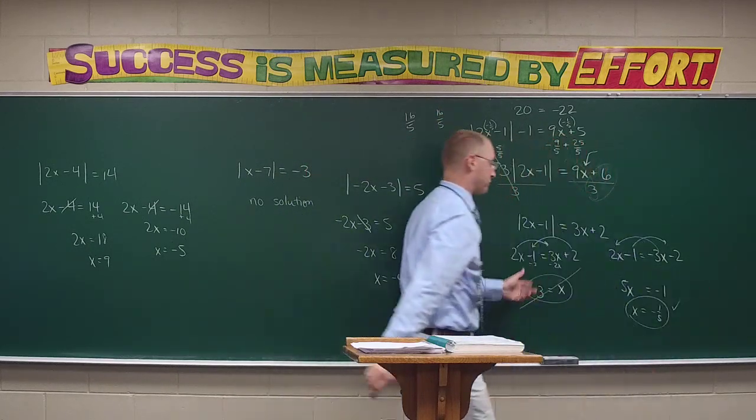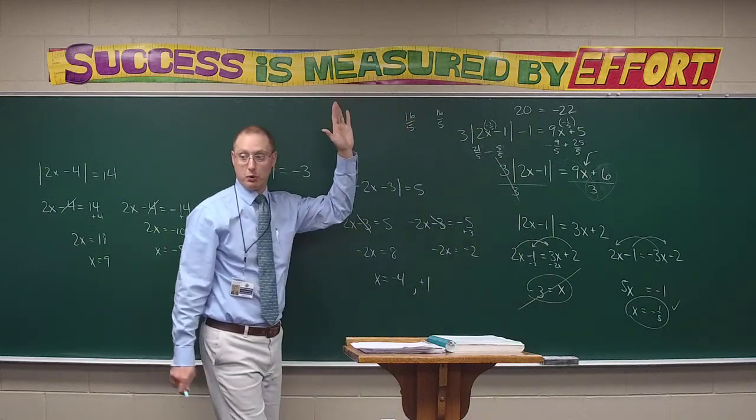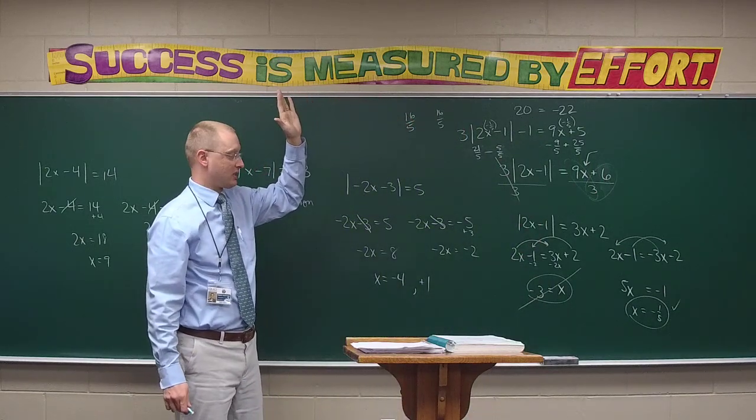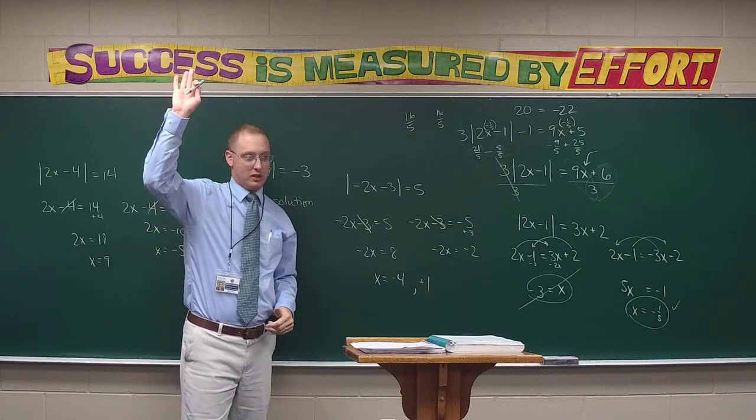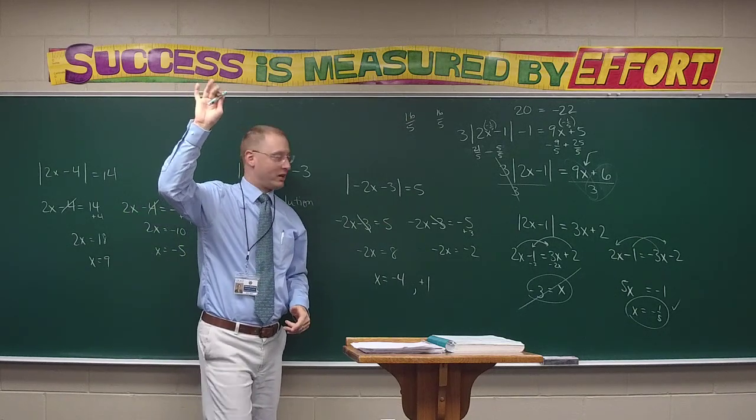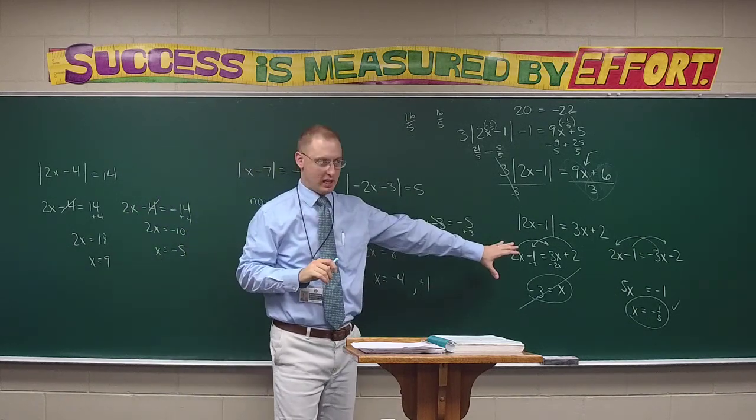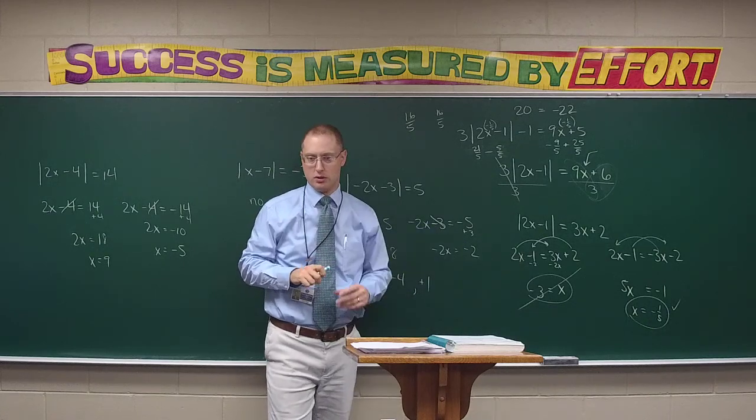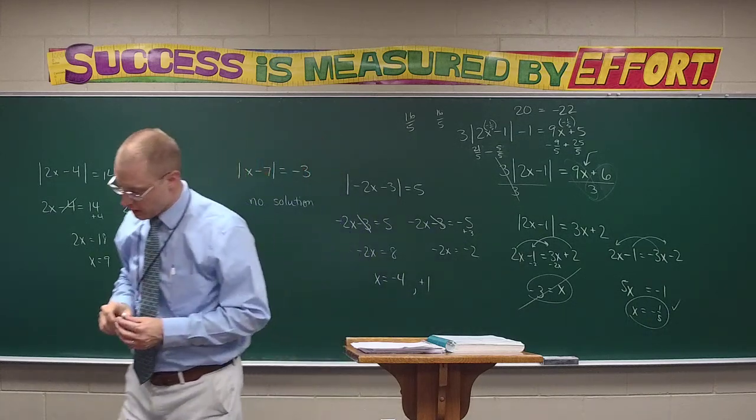How many found the -3 to be extraneous and the -1/5 to work? How many just guessed the nice, easy one would work and the other one wouldn't, and you just moved on with life? Not careful there. Questions? Questions on the checking? Any questions on calculator usage? Any questions there?